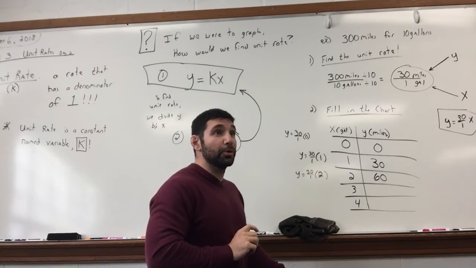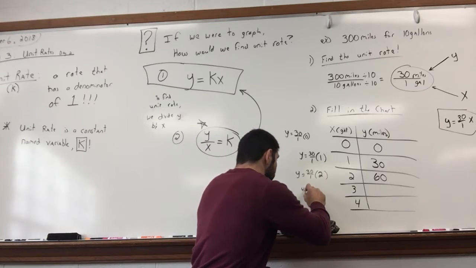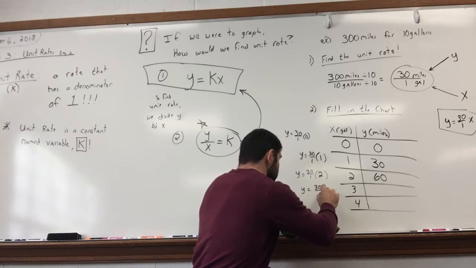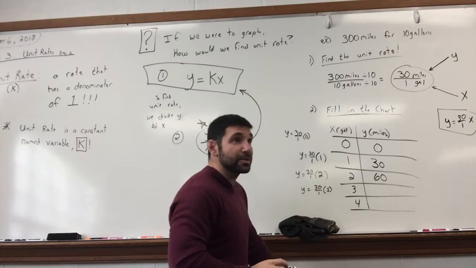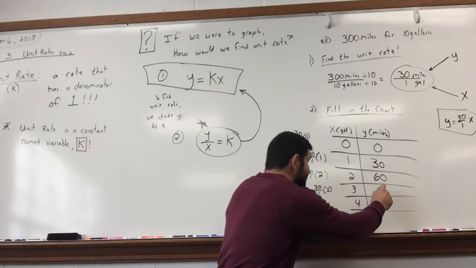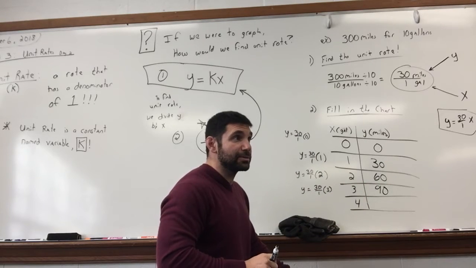What do I have to do for number 3? I'm going to say y equals 30 over 1 times 3, because we're solving for y. 30 times 3 is 90. So for 3 gallons of gas, I get 90 miles.